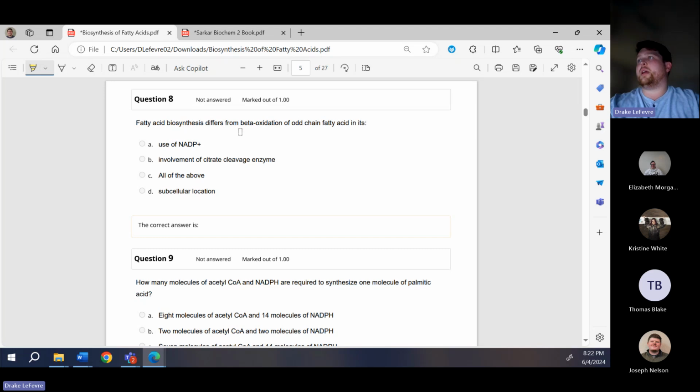So immediately we look at with beta oxidation. Beta oxidation, we don't use NADPH, right, but biosynthesis we do. So we use the NADPH, so kind of close enough. Subcellular location, those are different because beta oxidation is in the mitochondria. The biosynthesis of fatty acids takes place in the cytosol. And then the citrate cleavage enzymes, again, those we're using as part of the transport. So if it's at least 2 of them, it's got to be all of them.